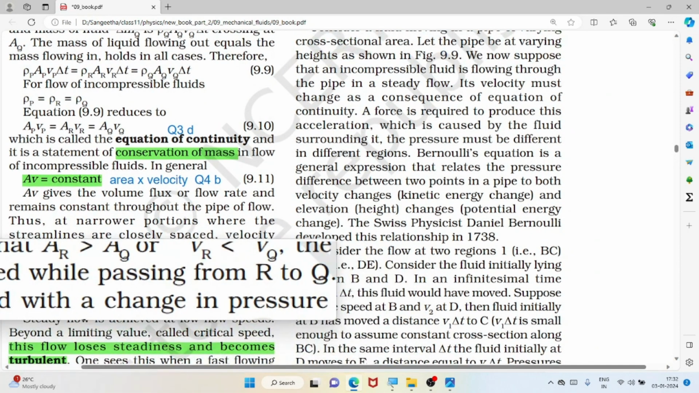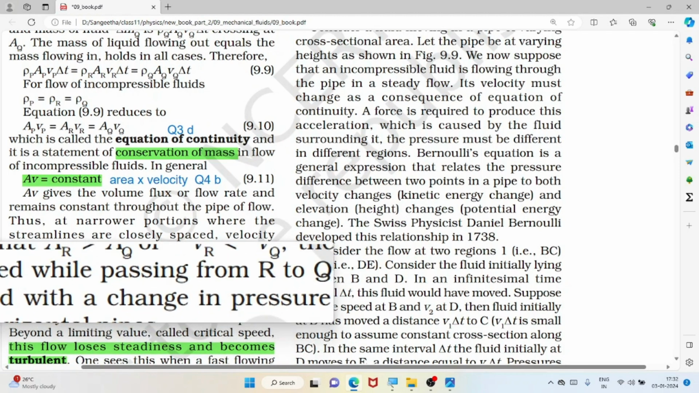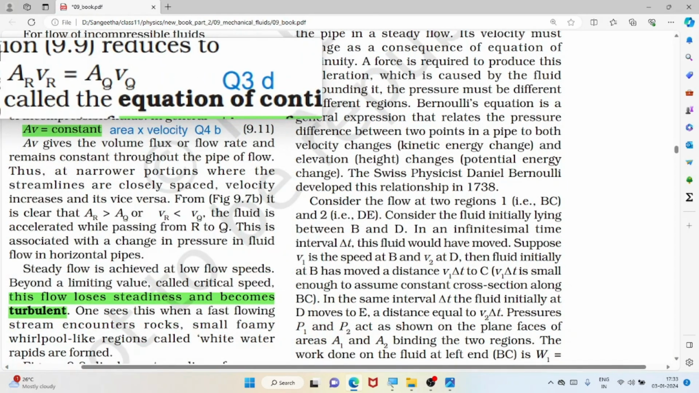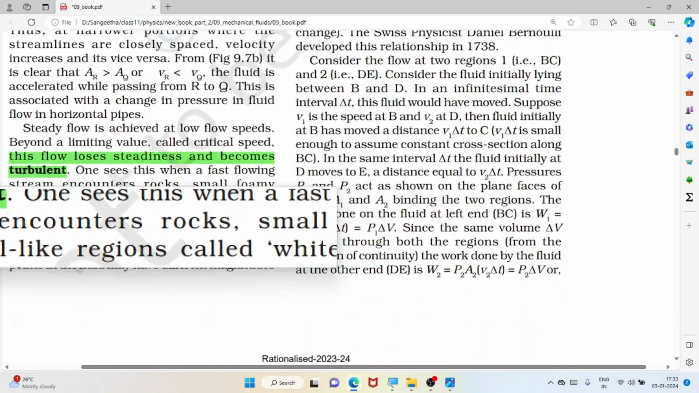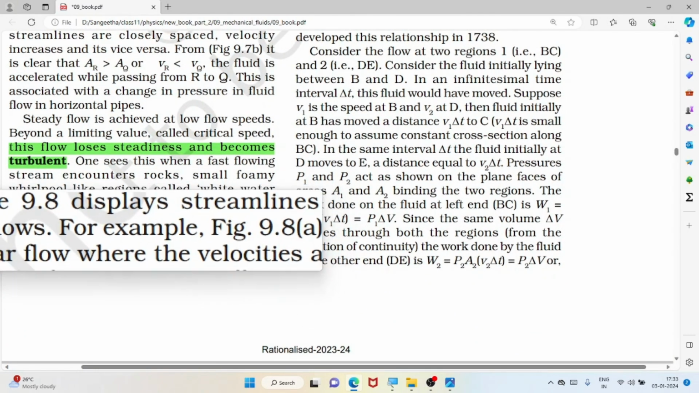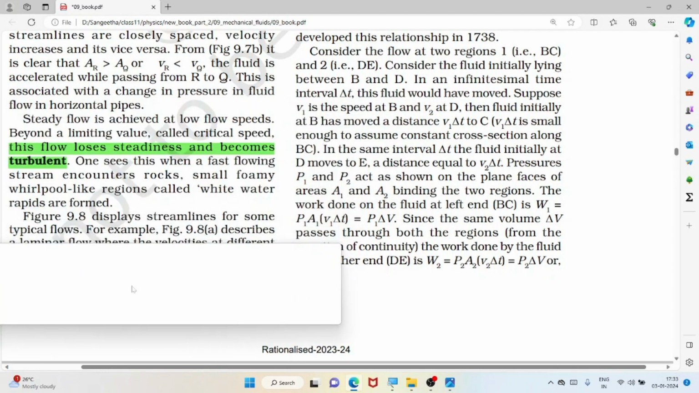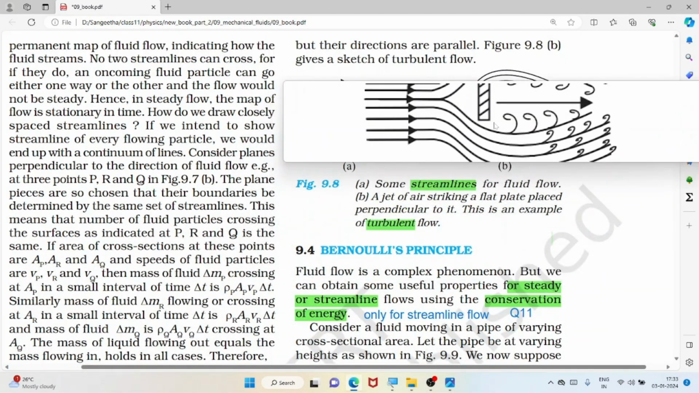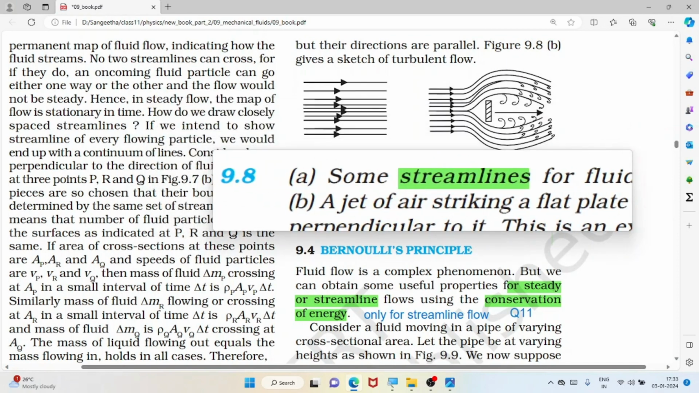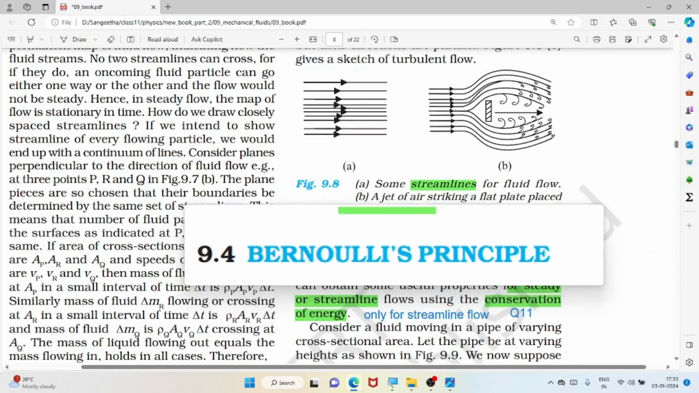This is the equation of continuity: A V equals constant, area of cross section into velocity equals constant. This is based on the conservation of mass. What is turbulent flow? You should know the difference between streamline flow and turbulent flow. This is turbulent, this is streamline. In turbulent flow, the velocity differs here.